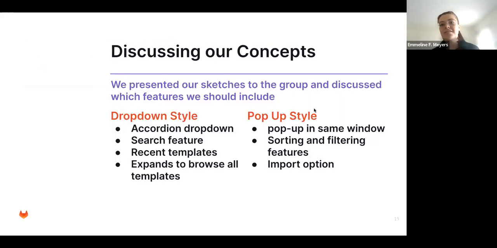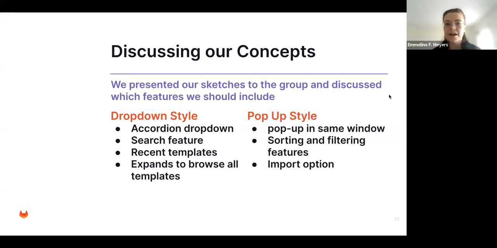Then from there, we discussed our concepts and the different features that would entail. So then we were able to distill those into 2 separate ideas for wireframes. We ended up creating a solution which would bring up a drop-down style menu for selecting a template. And this would include a search feature, and you could look at the recent templates as well as suggested templates.